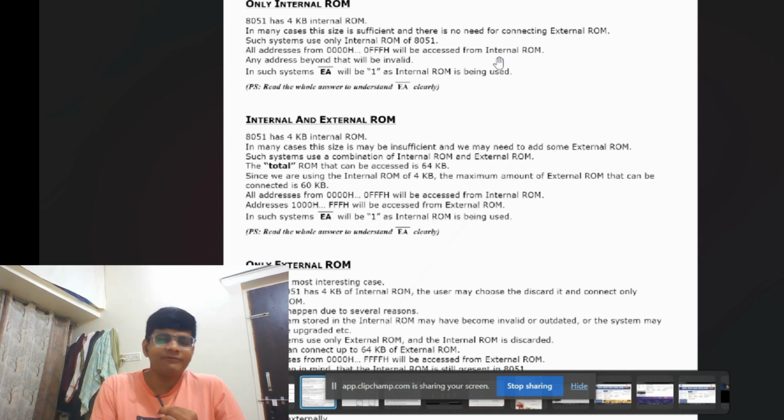Okay, the program will suddenly stop, and you will go to your manager and ask, sir, what's happening, and the manager will give you the file later. Okay, that's not going to happen. In such systems, EA bar equals 1, as the internal ROM is being used.